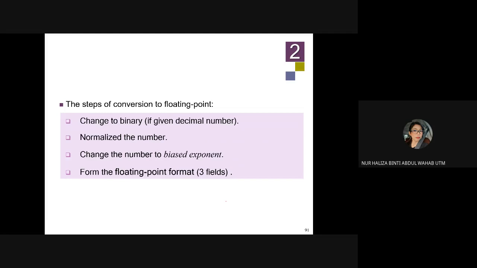You need to follow the steps. First, change any decimal number to binary, but you are lucky if the number is directly given in binary. Second, normalize the number. If it's already normalized, then bonus for you, no need to do step 1 and step 2. Third, change the number to bias exponent. This one you need to learn how to do. And fourth, form the floating point format with three fields.